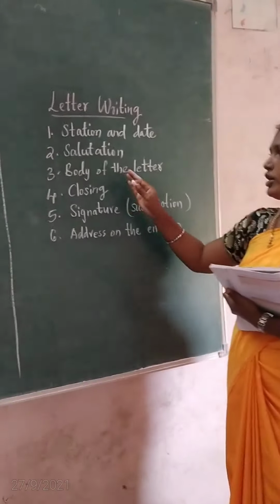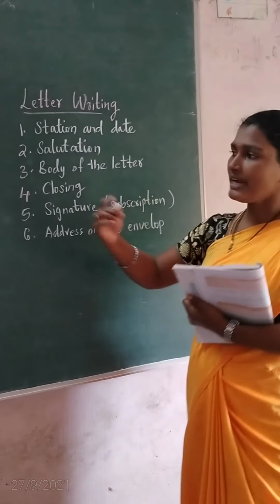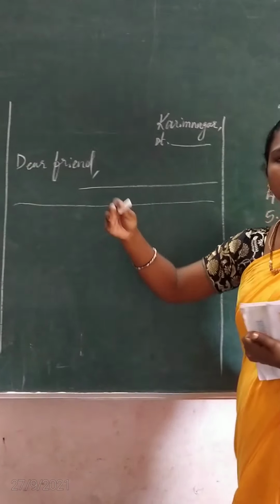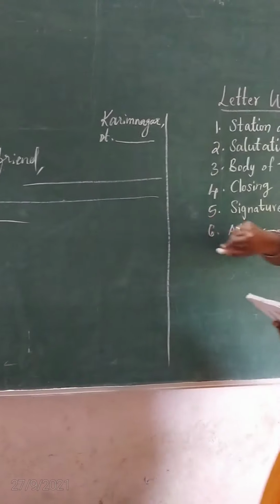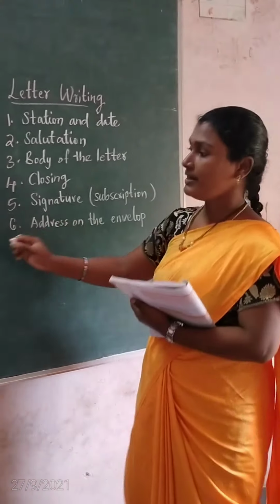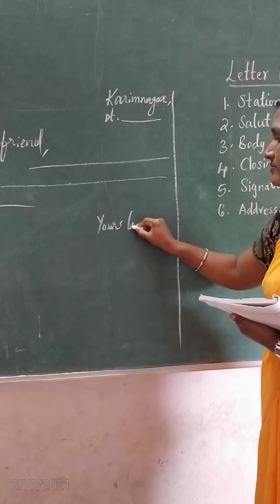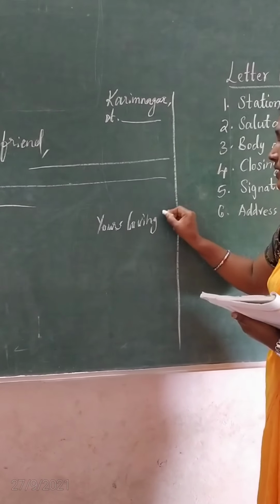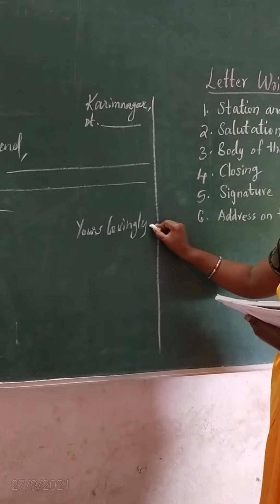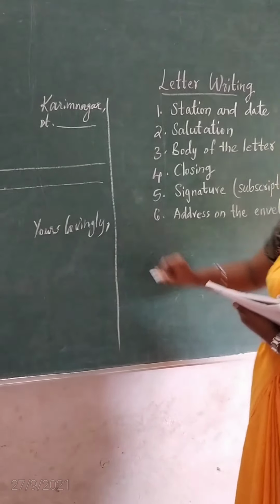Next, body of the letter. What are you going to write in the letter? That we need to write as the body of the letter. Here it can be 2 to 3 paragraphs, children. And closing. What is closing here? At the bottom, you write yours lovingly, yours affectionately. That all comes under closing, and it also follows with a comma.